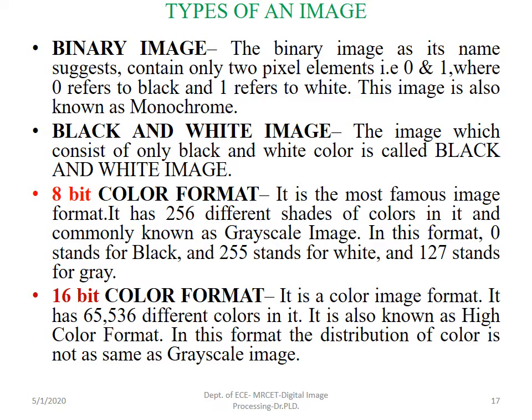So based on that, a monochrome image is also represented with 8 bits per pixel. The same thing, 8 bits per pixel, if represented for color images, is called the 8-bit color format. It is the most famous image format. It has 256 different shades of colors in it and is commonly known as a grayscale image. In this format, 0 stands for black, 255 stands for white and 127 stands for gray. In between we have different black and white shades.